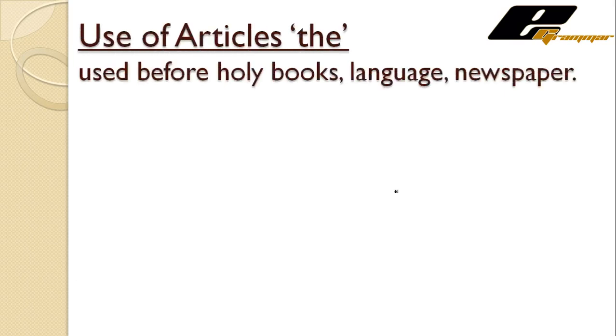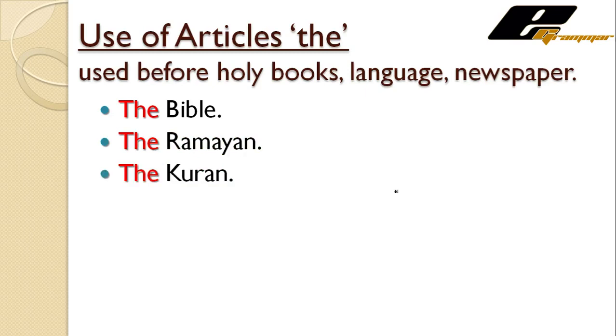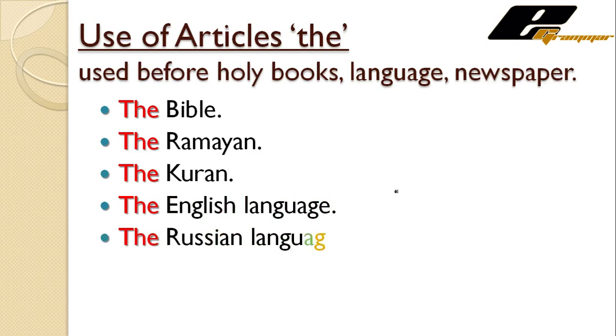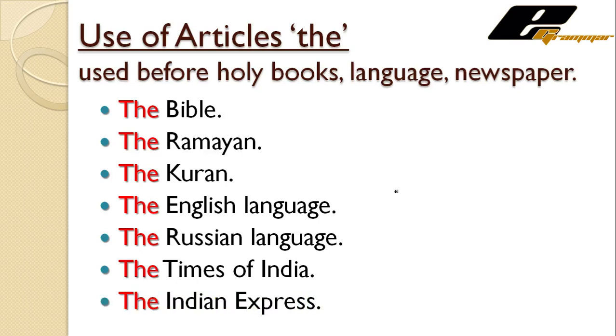Article used before holy books, languages, newspapers. Now we have different types of books, but each book has its unique quality. So for them we use this article the. See examples for this. The Bible, it's a holy book for Christianity. The Ramayana, the Quran, the English language, a unique language, it's only of its kind. The Russian language, the Times of India. It's a newspaper, so before that newspaper we use this article the: the Times of India, the Indian Express. For them we use this article the. Understood?